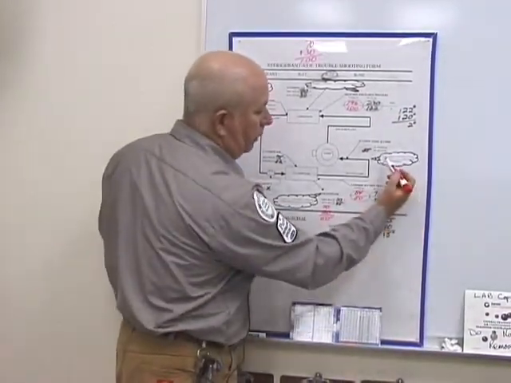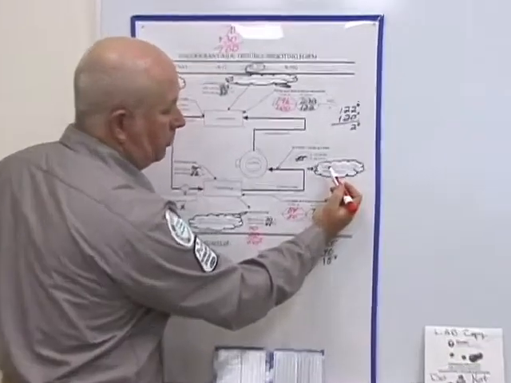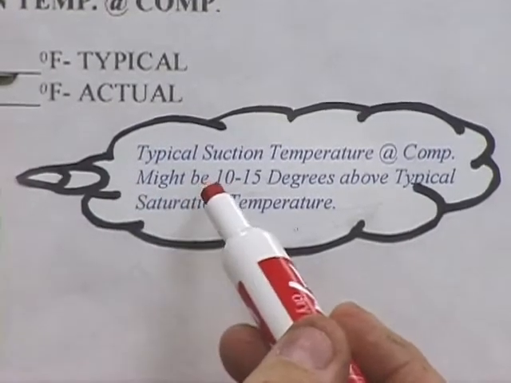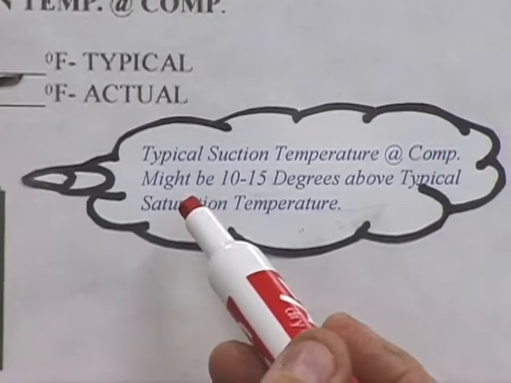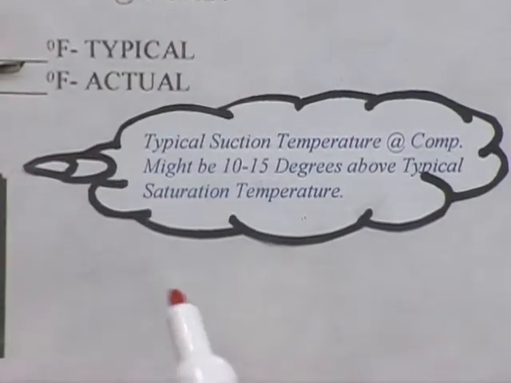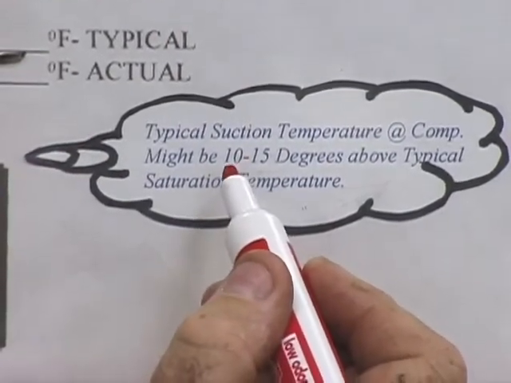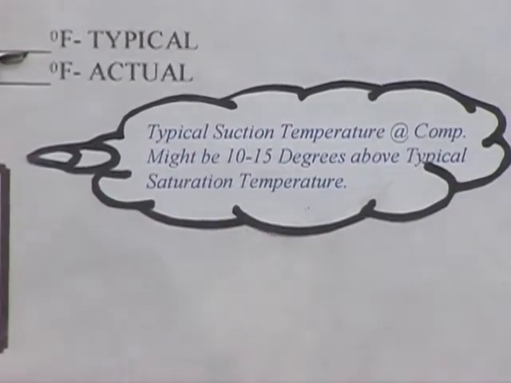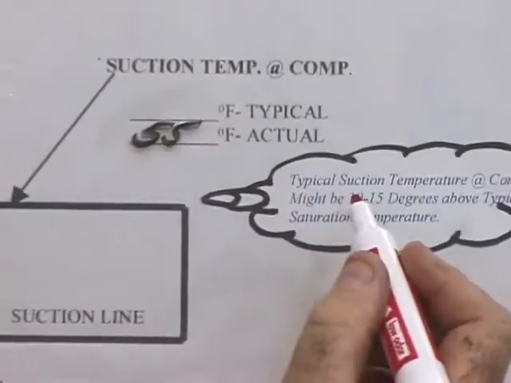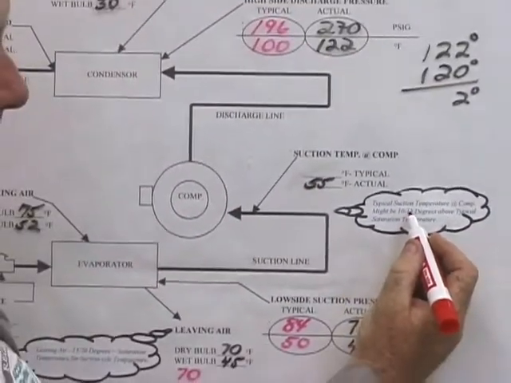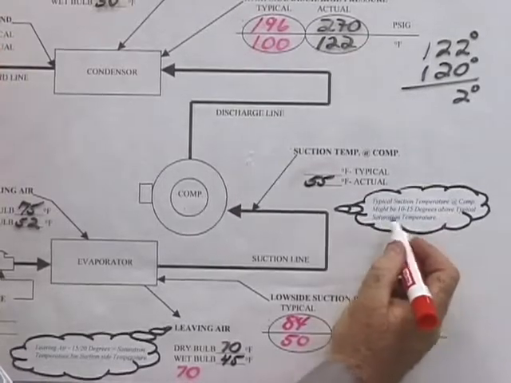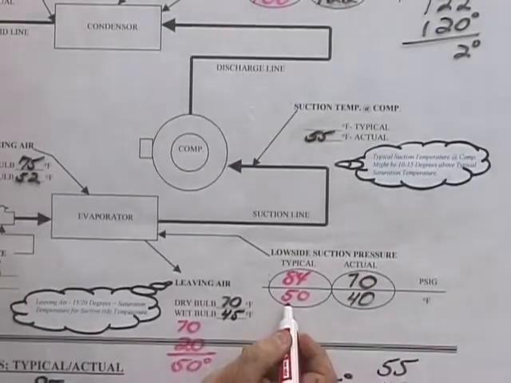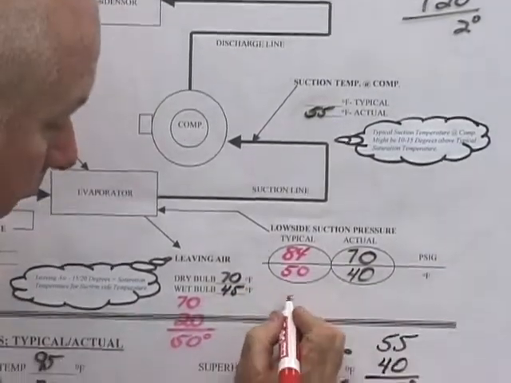Now, you come over to the last little cloud and it says typical saturation temperature at compressor might be. You see that it says might be, because remember, 5 to 40 degrees is a big range, but for demonstration purposes in the classroom and for the field, as far as getting a basis, 10 to 15 degrees is sufficient. So we'll say 15 degrees above the typical saturation temperature. Well, what's my saturation temperature? 50 degrees. I want to add 15 degrees to that.